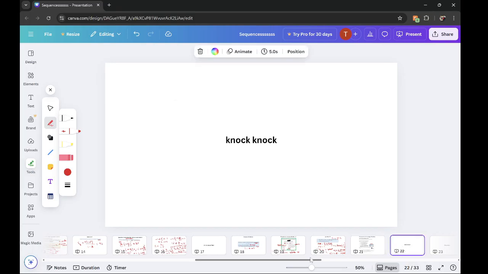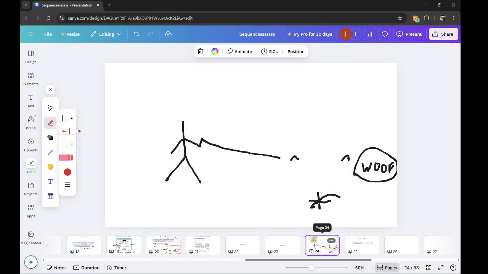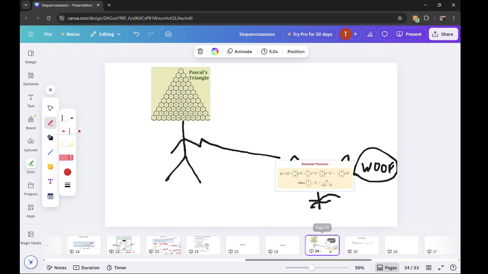So now, wait, someone's at the door. Knock, knock. Yo, who's there? It's Pascal's Triangle with his dog, the binomial theorem. So I'm gonna get into why Pascal is that awesome and why binomial sucks.